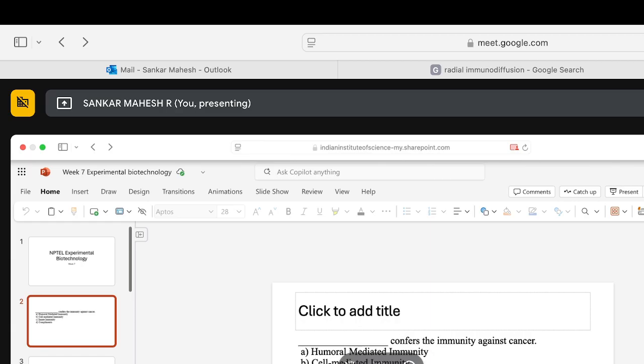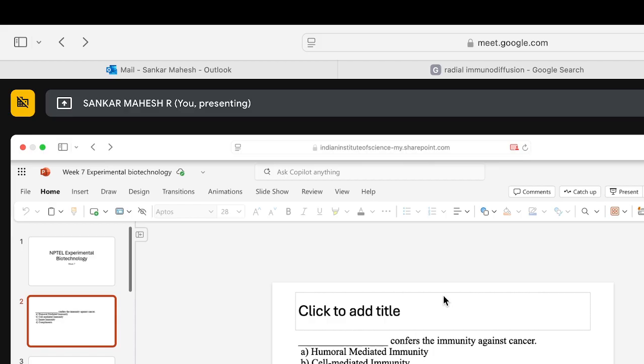So we'll begin the week 7 problem solving session for the course NPTEL Experimental Biotechnology. This week we'll predominantly look at questions related to immunology. We'll start with this basic question.